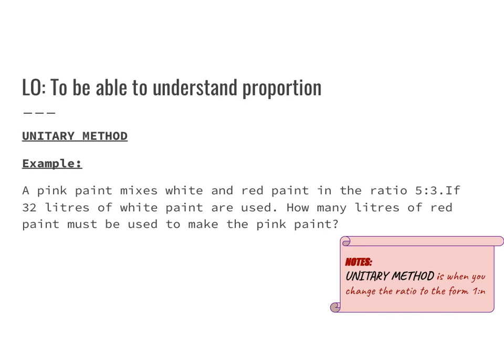Let's take a look at this example. A pink paint mixes white and red paint in a ratio of 5 to 3. If 32 liters of white paint are used, how many liters of red paint must be used to make the pink paint? Okay, let us write this down. White to red paint in a ratio of 5 to 3. Now we know that there are 32 liters of white paint. So how many red paints do we need? Now in this case, we can't directly find out what times 5 can give us 32. So here we are going to be using unitary method.